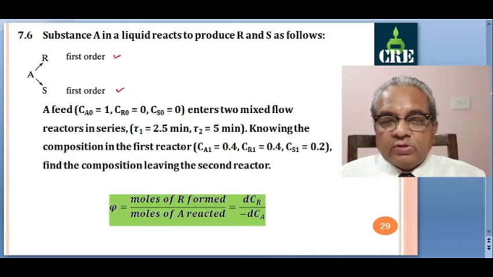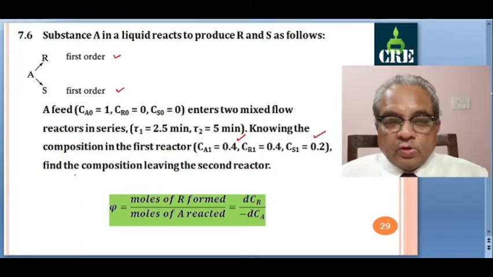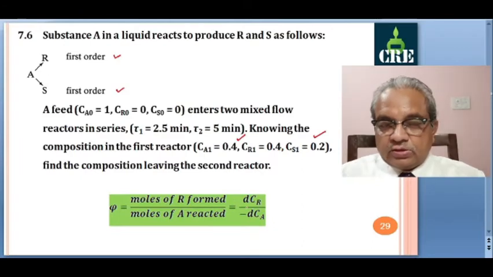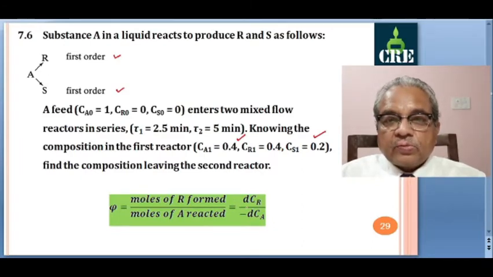Knowing the composition in the first reactor, we know the exit concentrations: Ca1 is 0.4, Cr1 is 0.4 and Cs1 is 0.2. Find the composition leaving the second reactor. So we know the instantaneous yield, moles of R formed by moles of A reacted, dCr by minus dCa.